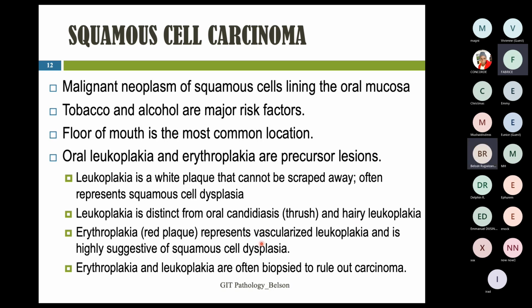Erythroplakia is red and it represents vascularized leukoplakia. So it means there is a leukoplakia, but with much vascularization underneath, and this is highly suggestive of squamous cell dysplasia also. So it can mean that erythroplakia is worse than leukoplakia in causing cancer. They are basically almost the same. The difference is that erythroplakia is very much vascularized.